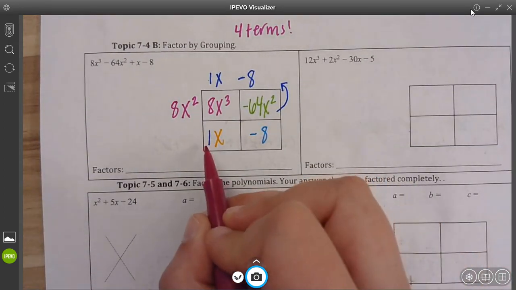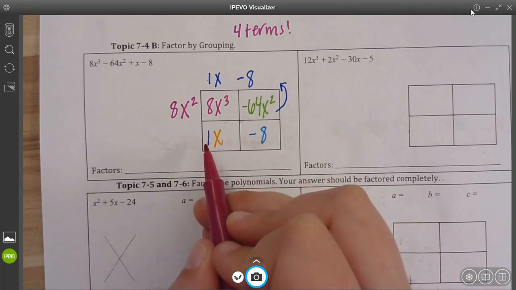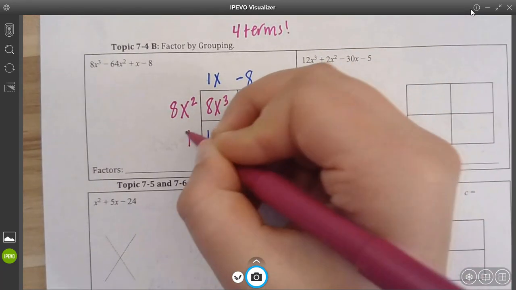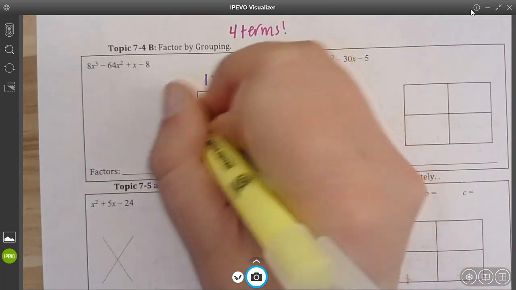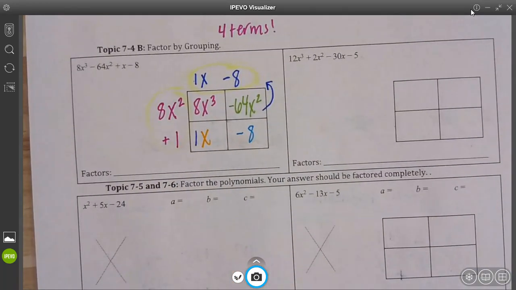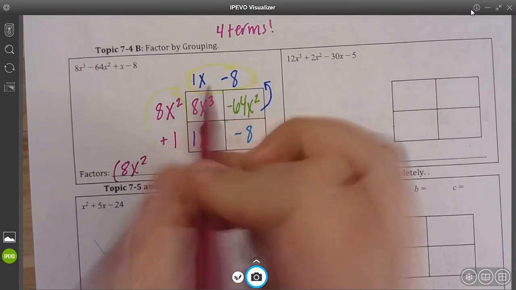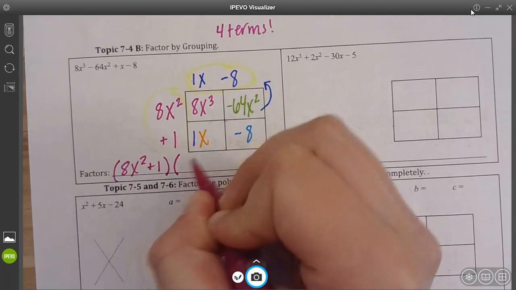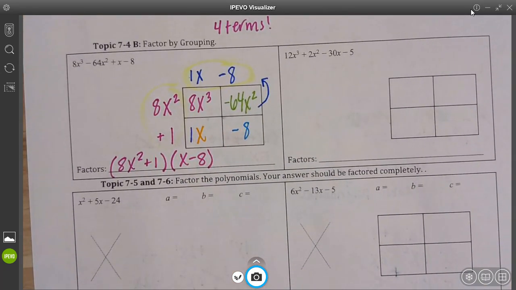And last but not least, I have 1x and a negative 8. They both don't have the same variable, so we don't have any x's. And what do 1 and negative 8 have in common? Well, they just share a 1, and it's a positive 1. So I'm going to put a plus sign there. And what we do is we take our GCFs that we just found, and we write them as our two factors. So I'm going to say this is the result of taking 8x squared plus 1 and multiplying it by x minus 8. So I just factored by grouping.